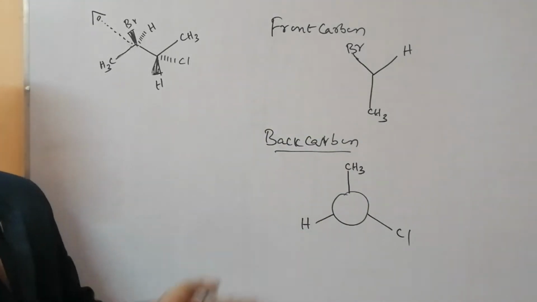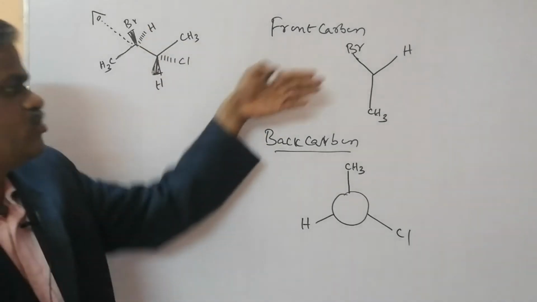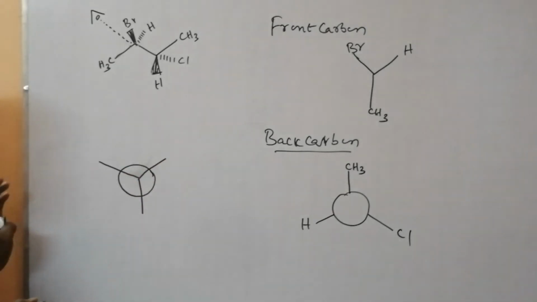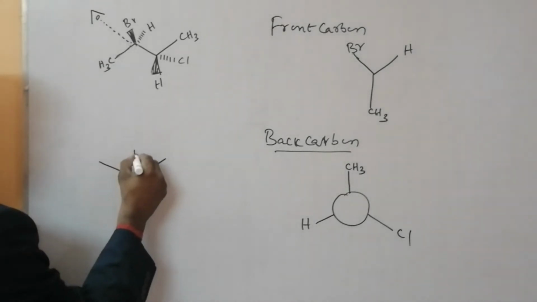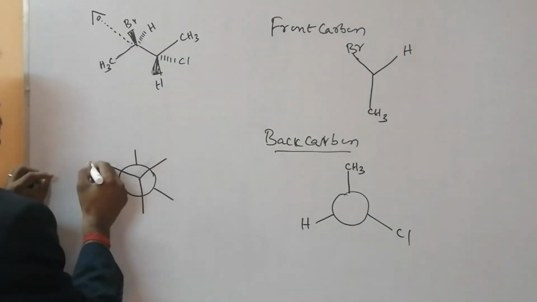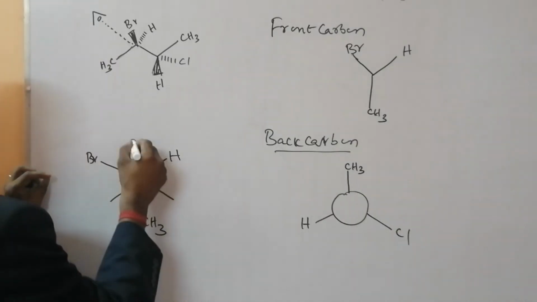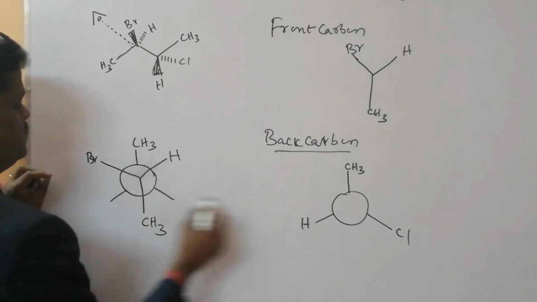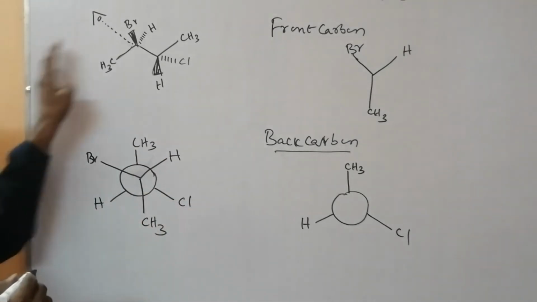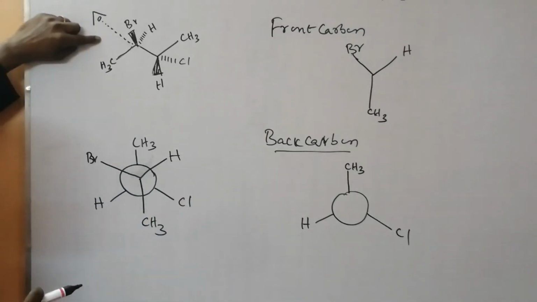Now you are going to merge. This is step 1 and this is step 2, and step 3 is you are going to merge these two. You see? I merged it. So see, this one methyl like this. I put the bromine here and this is hydrogen, and this is a methyl and this is hydrogen, and here it is a hydrogen and here it is a chlorine. So this is the Newman projection of this compound with respect to this view.